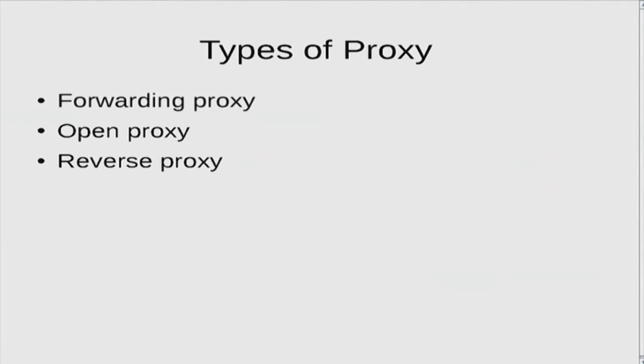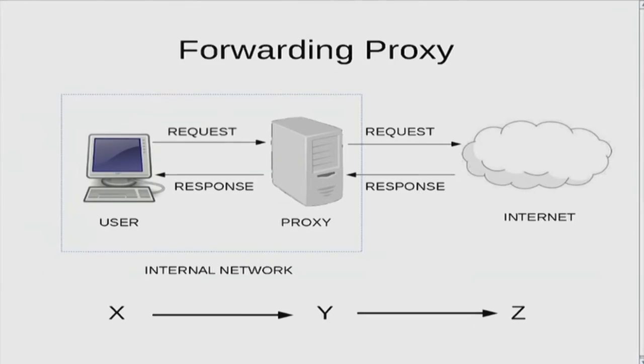There are three types of proxies: forwarding proxy, open proxy and reverse proxy. In a forwarding proxy, the user makes a request to the proxy specifying a destination, and the proxy makes the request. When the output comes back, it is given to the proxy and it gives it back to the user. Here X makes a request to Y specifying the destination Z, Z returns the response to Y, and Y returns the response back to X.